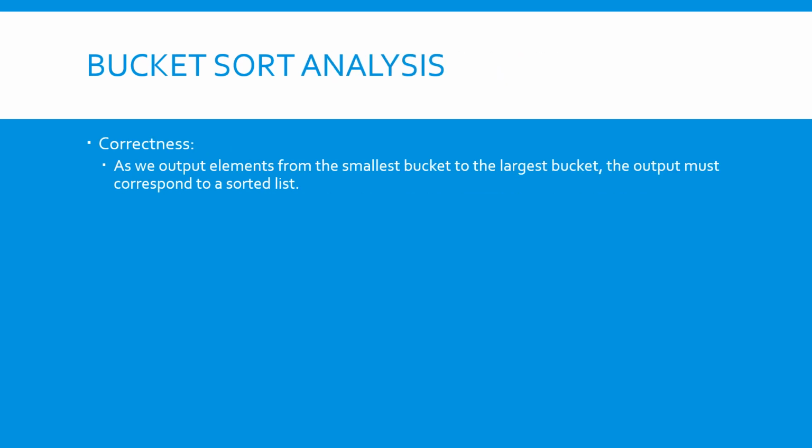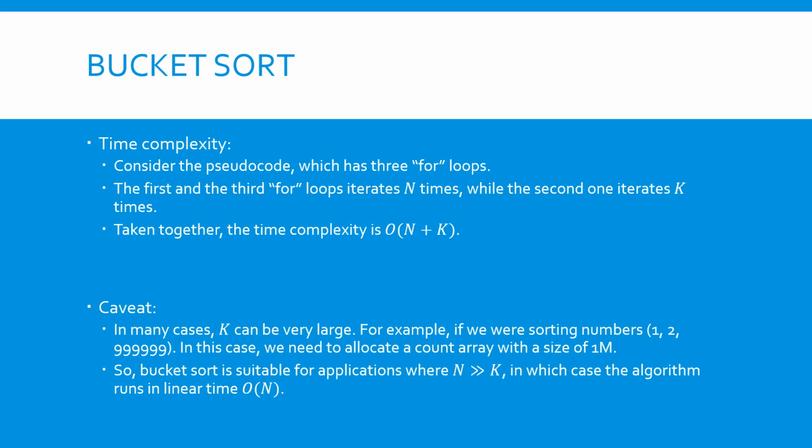Now, let's analyze the bucket sort algorithm. The algorithm is correct because it extracts elements from the smallest bucket first, and then the larger buckets. If we define the mapping correctly, then the algorithm is correct. For its time efficiency, note that the pseudocode contains 3 for loops. The first and the third for loops iterate n times, and the second for loop iterates k times. Therefore, the time complexity of the bucket sort algorithm is O(n plus k).